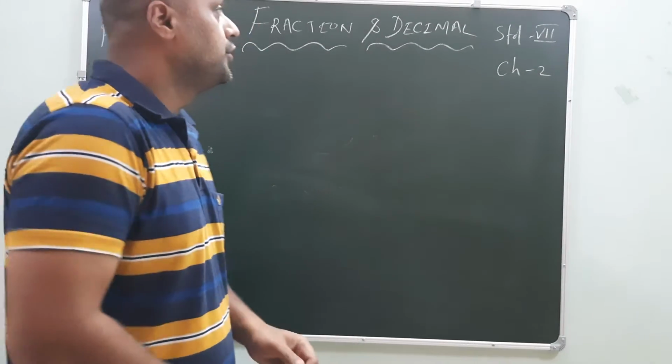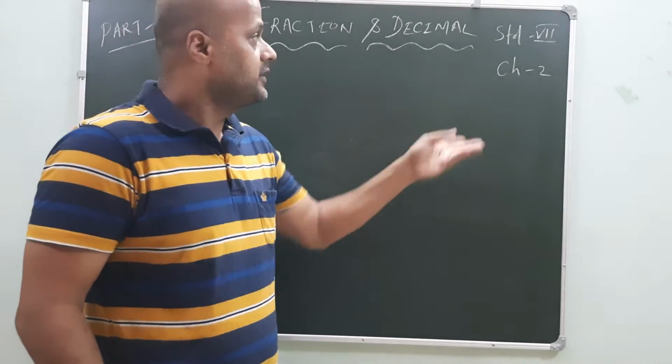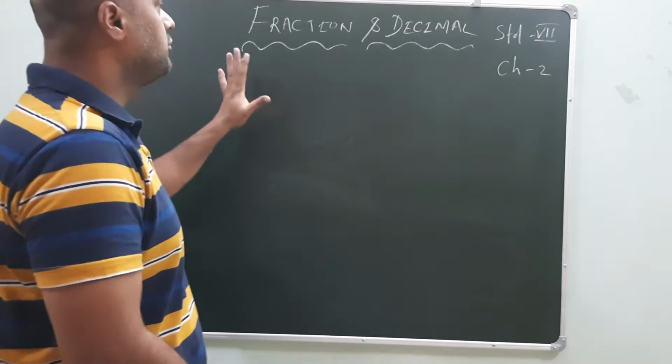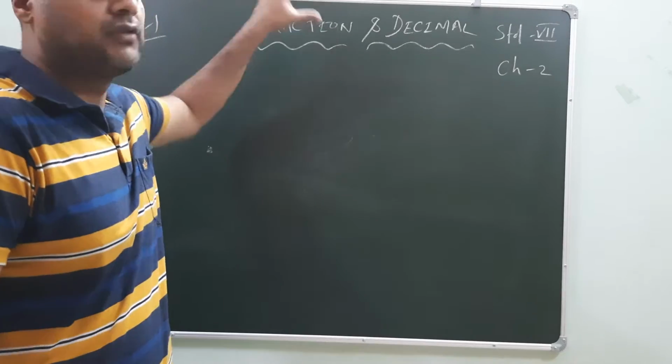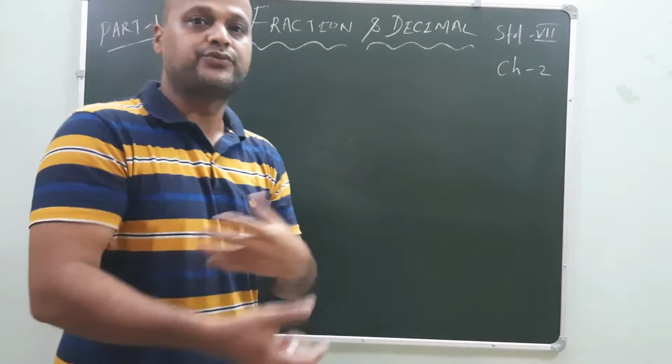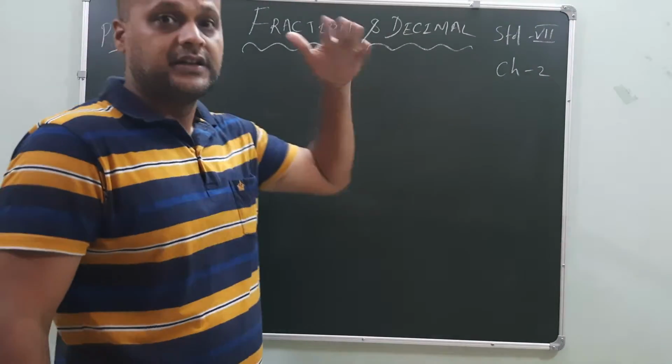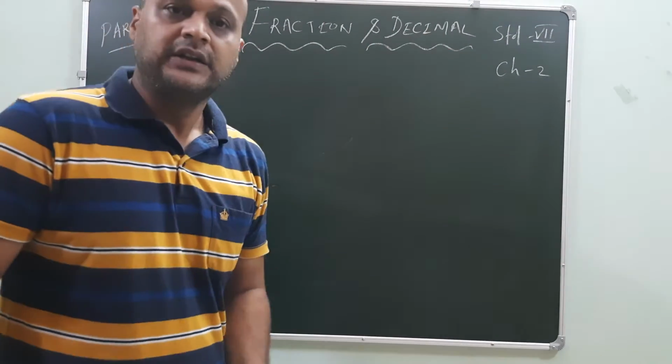Okay, so this is in the standard 7 chapter 2. This is the first part. In the first part we will study what a fraction is and what their properties are, how they behave with addition, subtraction, multiplication and divisions, and in part 2 we will discuss the decimal.